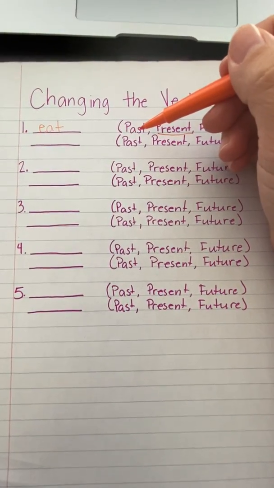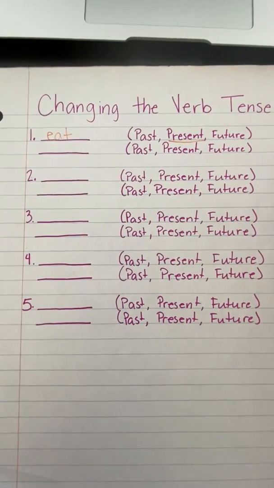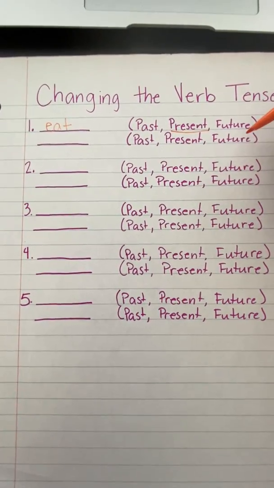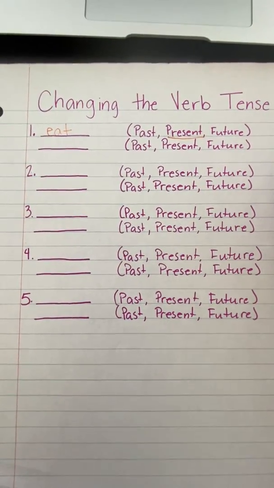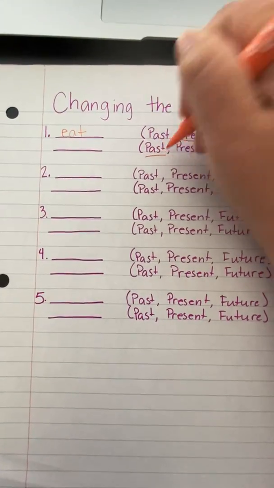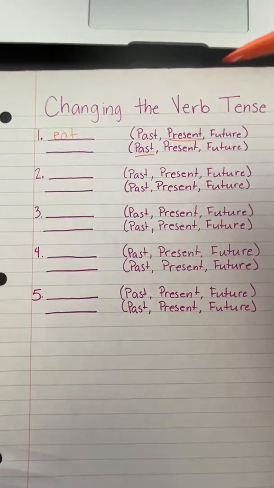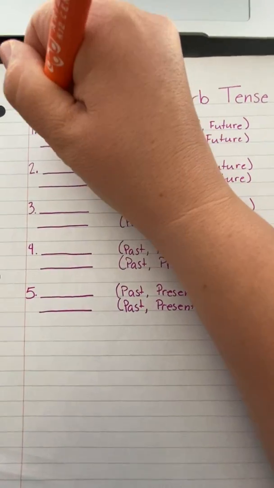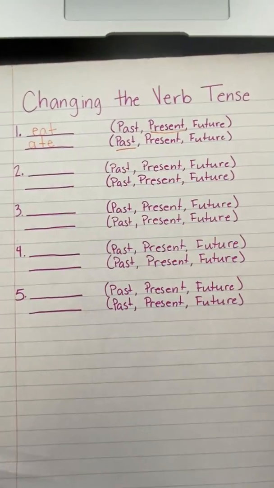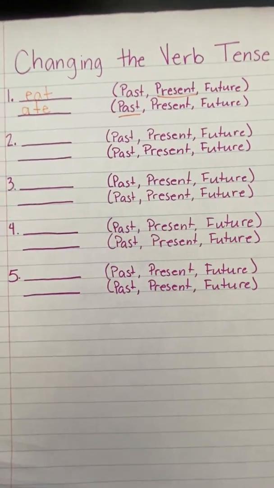If I change it to past, I have to make it sound like, well, today I'm going to eat a sandwich. Yesterday I ate a sandwich. Or if I want to change it to future, I could say, will eat a sandwich. I'm going to start by changing it to past, so I'm going to underline past because that's my goal. And then I'm going to write on the line the past tense of the word eat, which is ate.